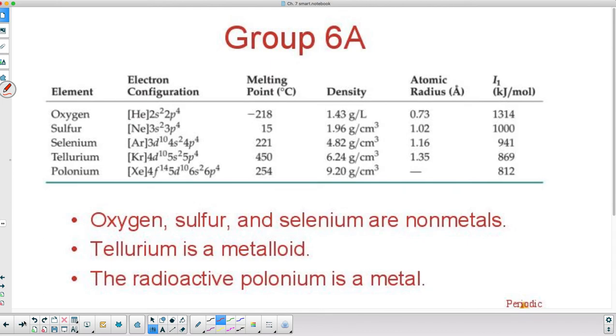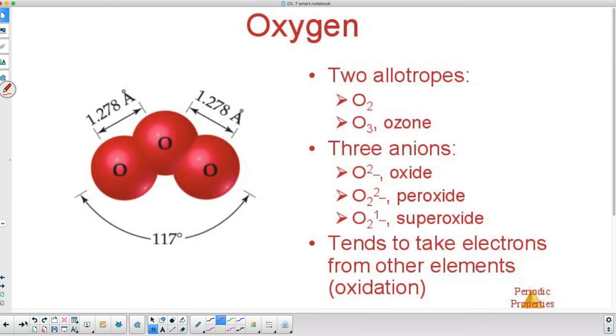Tellurium is a metalloid, which means it has properties of both metals and non-metals. And polonium is radioactive and is not normally seen. Oxygen has two allotropes. Allotropes are forms of the element. So ozone is the one that you hear a lot about because this protects us from UV rays. This is only a very thin layer in the upper atmosphere.